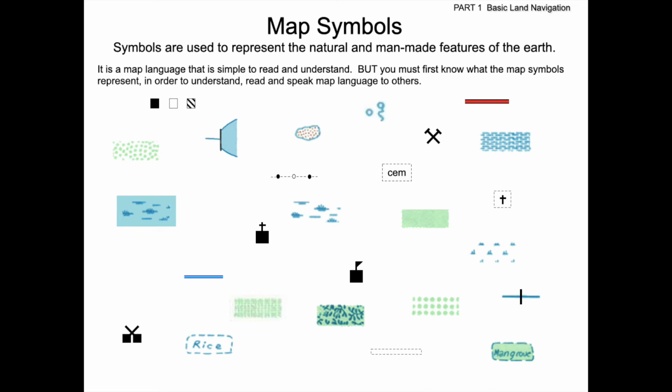Next up, map symbols. Symbols are used to represent the natural and man-made features of the Earth. It is a map language that is simple to read and understand, but you must first know what the map symbols represent in order to understand, read, and speak map language to others. Here's some examples there. We'll talk about it in a second.